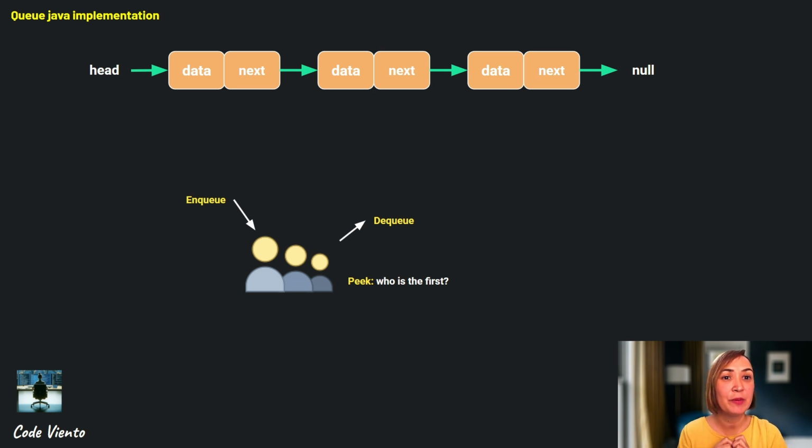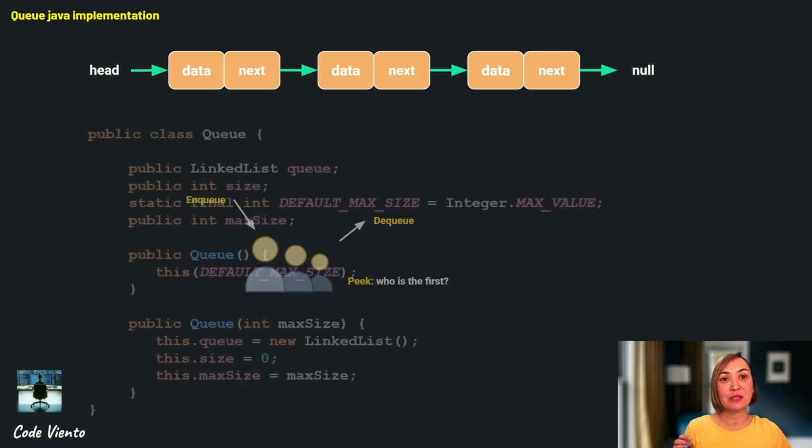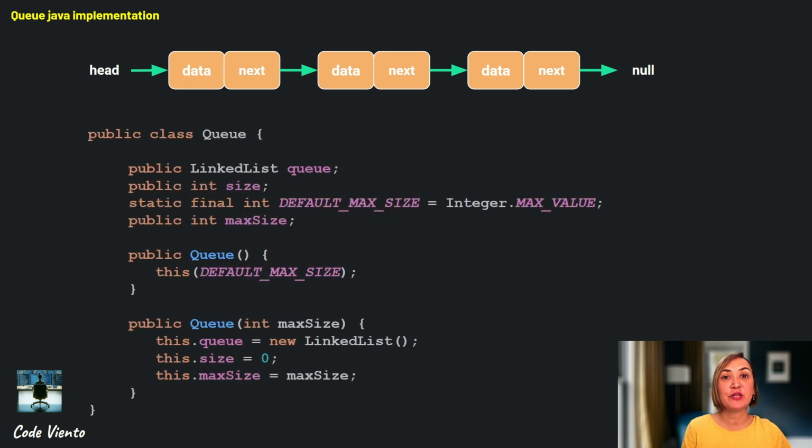We'll now implement these methods step by step using a linked list. But before we begin, pause the video and try implementing them by yourself, then continue watching to compare your solution with mine. We'll be using the linked list implementation from our previous video to handle dynamic memory allocation. Let's start by defining our queue class.